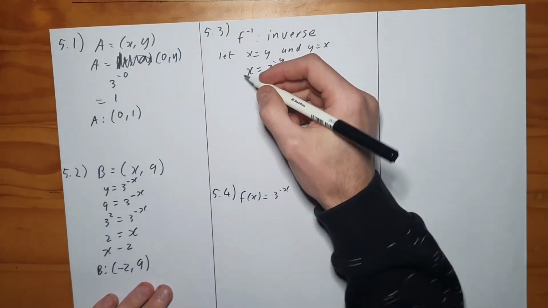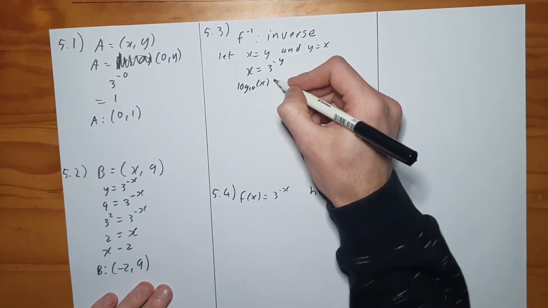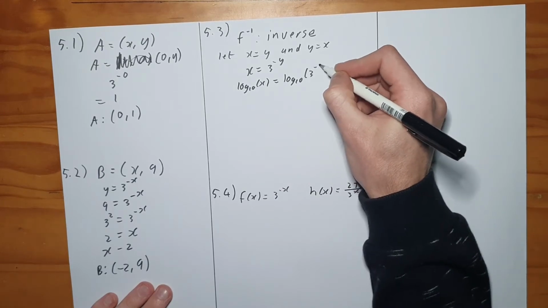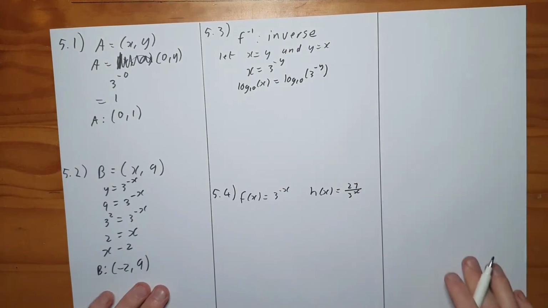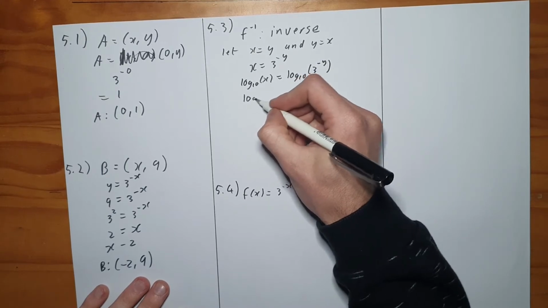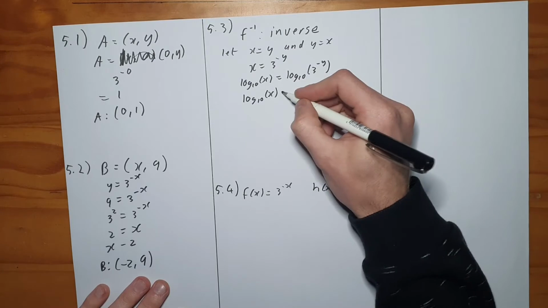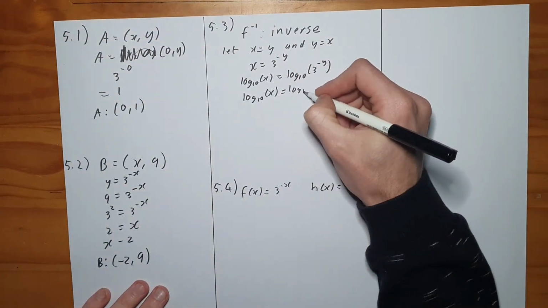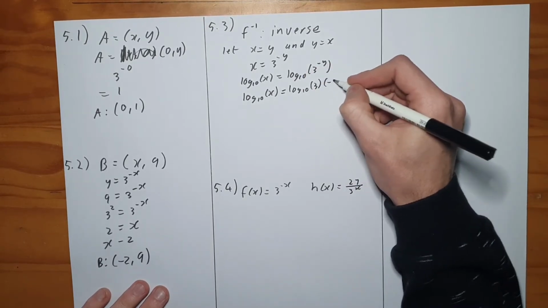Okay, so from your log rules, we know that log base 10 of x is going to equal log base 10 of 3 to the negative y. By our log rules, because it's to the power here, we can take y down to the front. So we take the negative y with. So we end up with log of x equals negative y times log of 3. You don't have to include the 10, I'm just doing it for now. And that comes out, which means we have negative y.